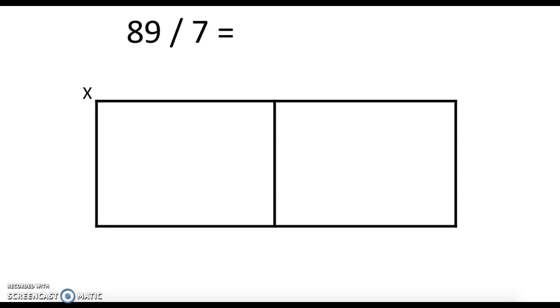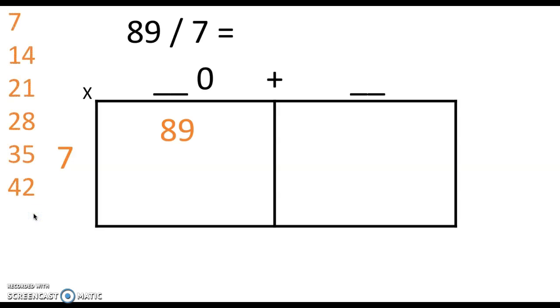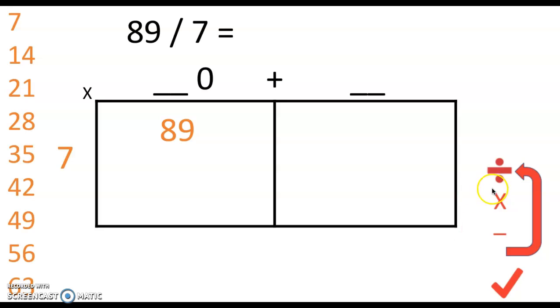89 divided by 7 using the area model. First, we know that we are going to mark our place values, put our 7 on the side, our 89 in the middle, write our times tables if we need to, and we're going to write out our steps.